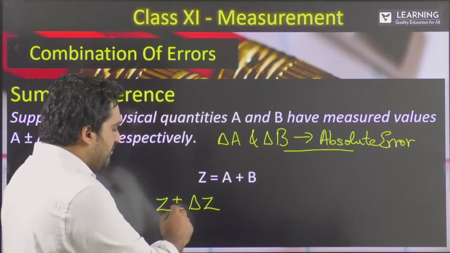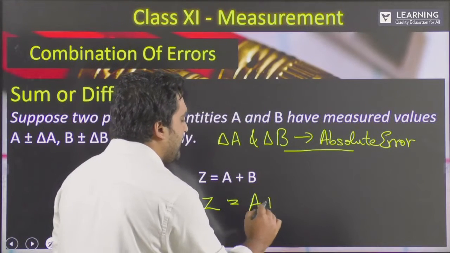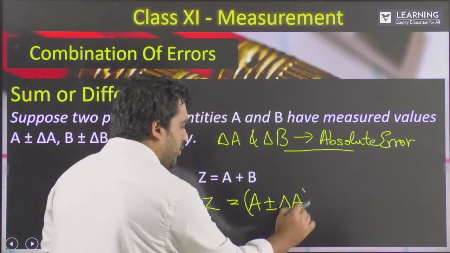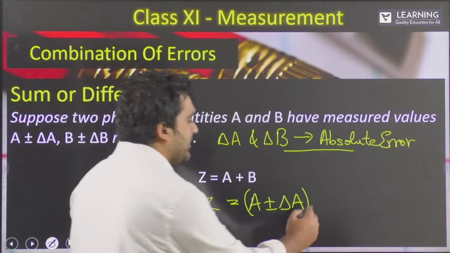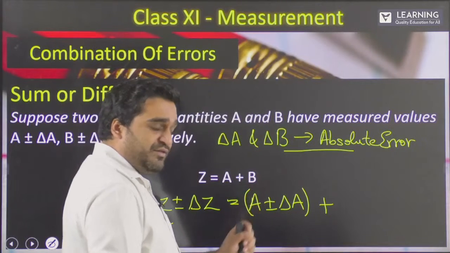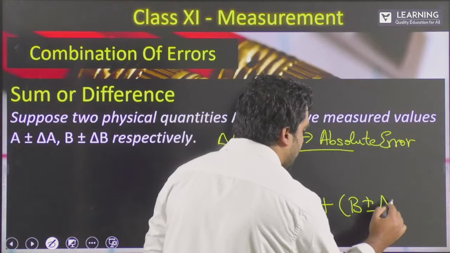So Z plus or minus delta Z equals A plus or minus delta A, which is the measurement of one physical quantity, plus the measurement of the other physical quantity, which will be B plus or minus delta B.